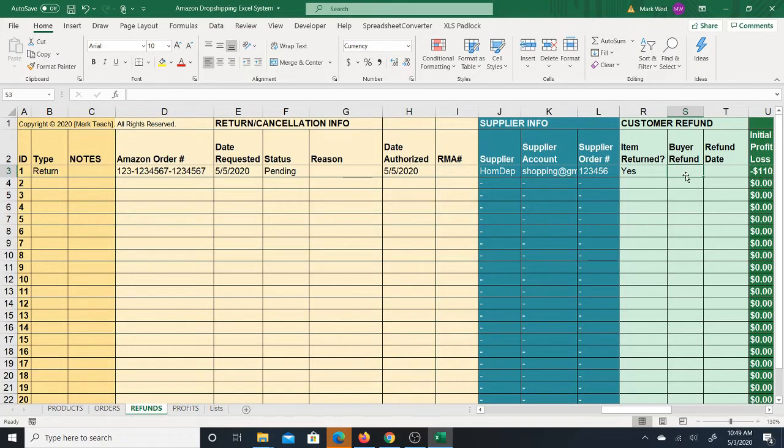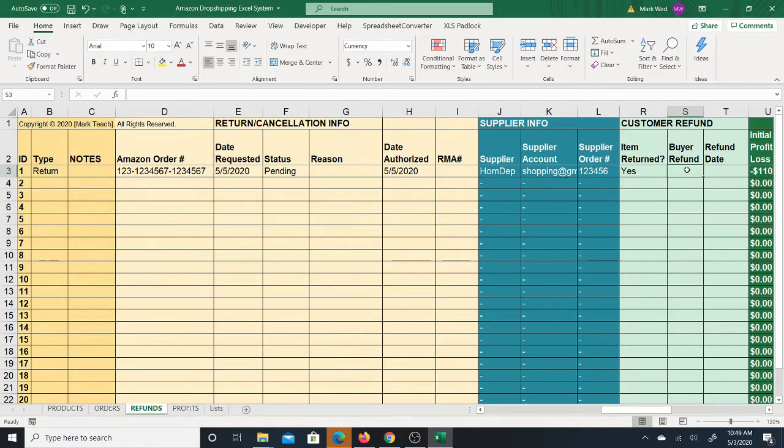The buyer paid a certain amount for the item, but remember, you don't actually get all of that money. A lot of it goes to Amazon. The tax that they pay doesn't come to you, it goes to Amazon. The Amazon fee that Amazon took out doesn't go to you either. So when you refund the buyer, you're really only refunding the money that you actually received.